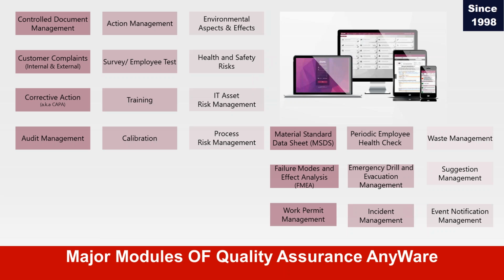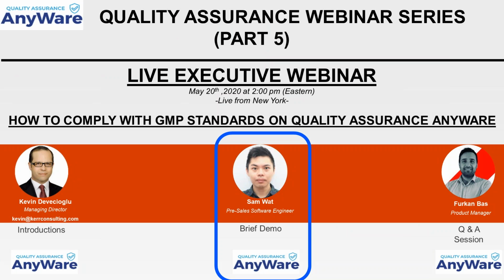So this module structure is one of the advantages of Quality Assurance Anywhere, and it makes it very easy for customers to pick and choose what module they really need.